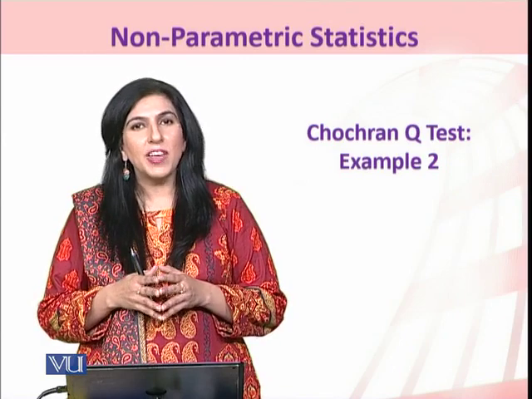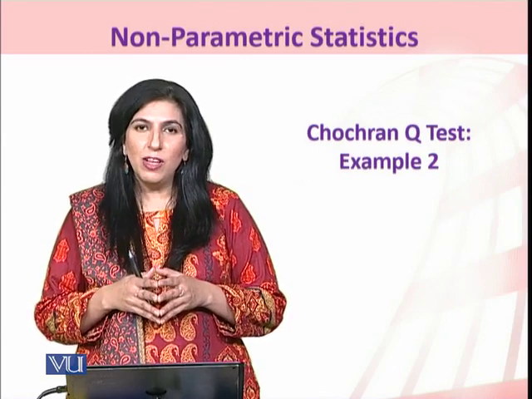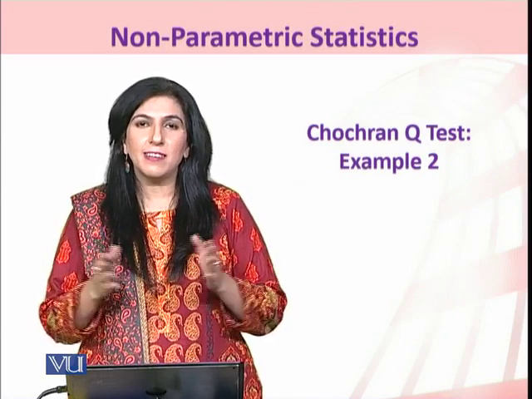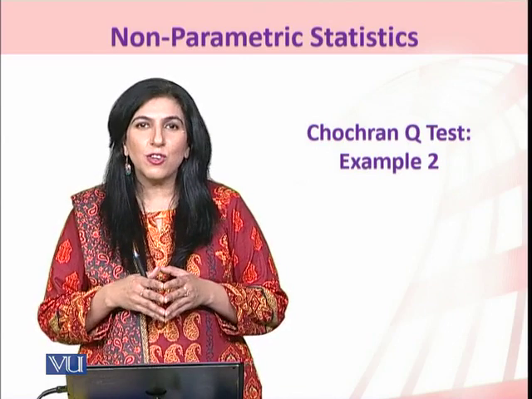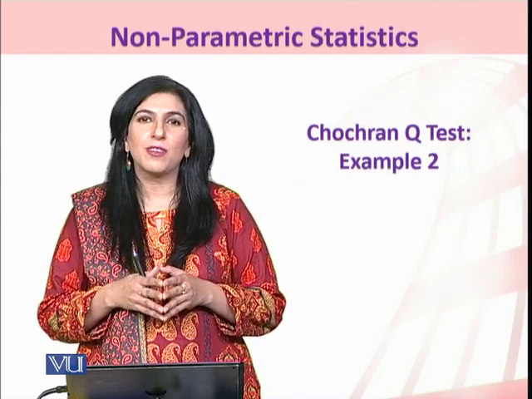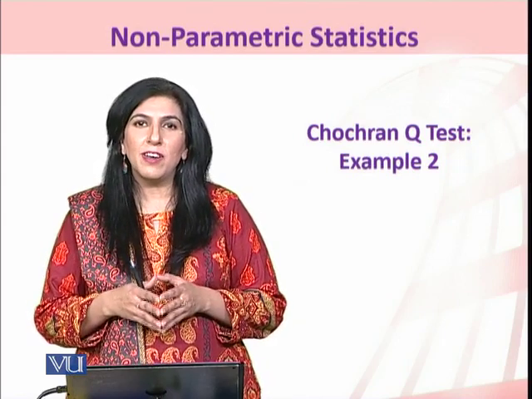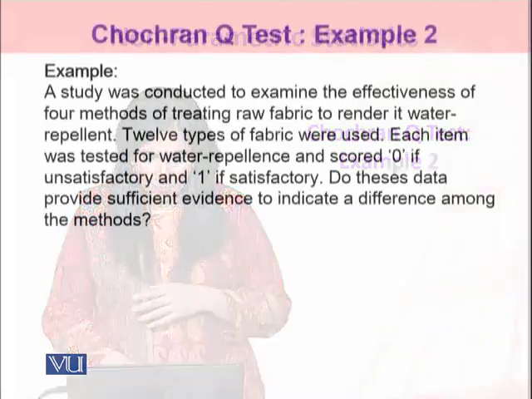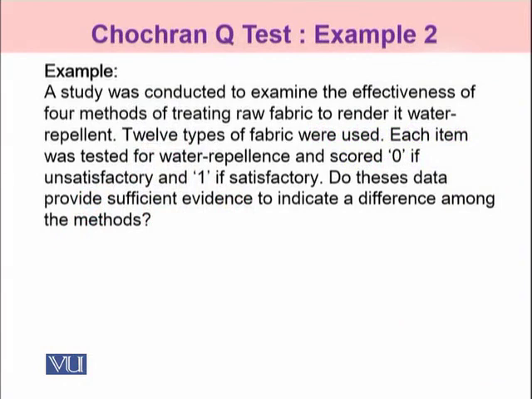So students, I'll be sharing one example with you so that we can consider that example under the Cochran Q test, and you would learn how to apply the Cochran Q test for the given real life data set. The example I'm going to consider was a study that was conducted to examine the effectiveness of 4 methods of treating the raw fabric to render it water repellent. 12 types of fabrics were used.